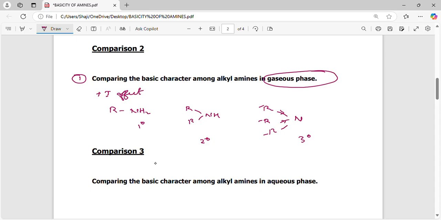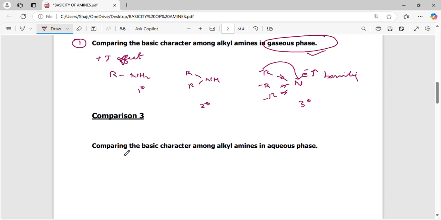So overall plus I effect increases. Because of plus I effect, electron density of nitrogen increases. Why? Because plus I effect is the ability to release the electrons by the alkyl group. All the three alkyl groups are releasing electrons to the nitrogen atom. Overall electron density increases, so basic character also increases. So we can say that tertiary amine is most basic, which is more basic than secondary than primary. So this is the overall basic character order between different amines in gaseous phase.